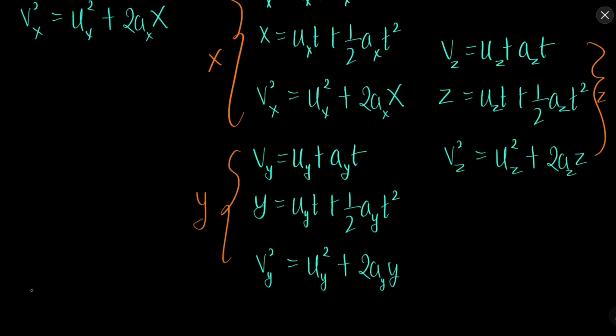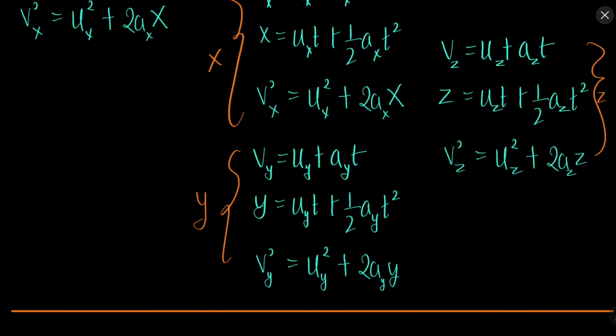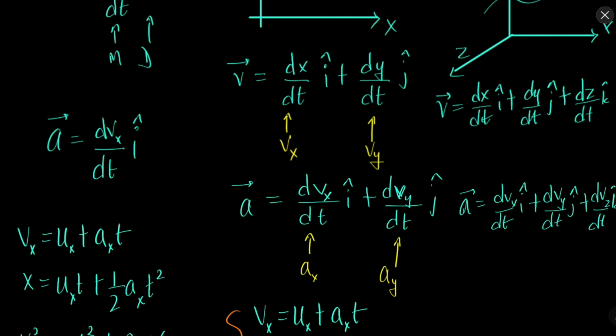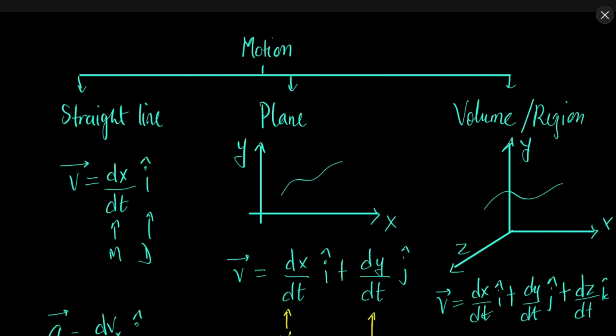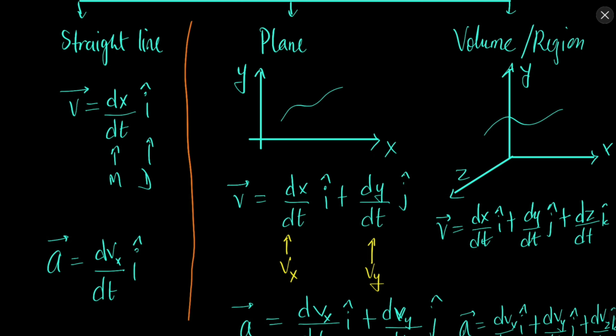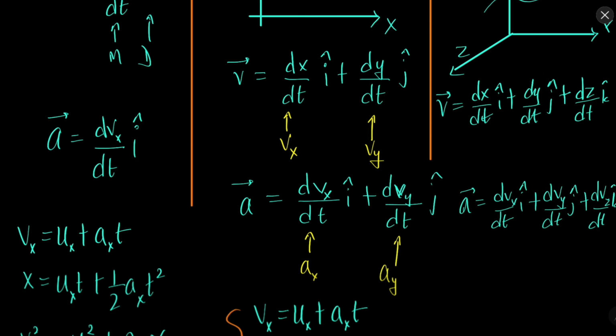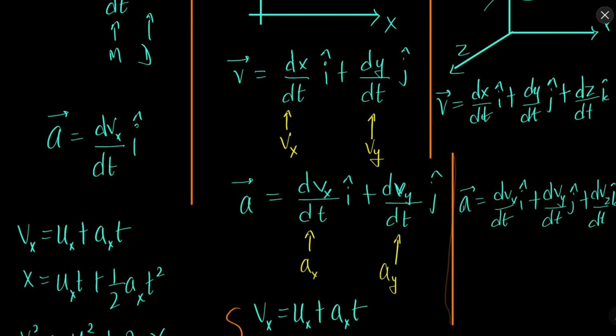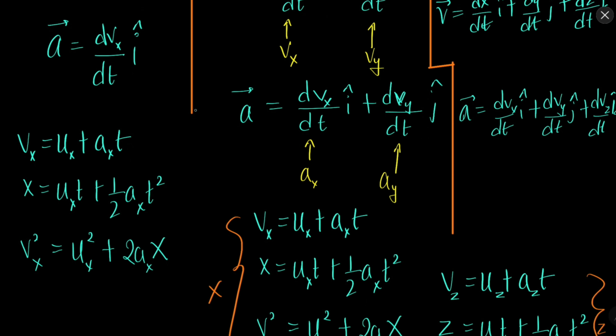So the equations of motion can be written in all the dimensions individually. So do not worry much about the motion in a plane or in a straight line or in 3 dimensions, because you just treat all the dimensions individually. Do not think much about what to do for 3 dimensions or 2 dimensions. Just do what you did in 1 dimension but individually for x, y and z. That's it.